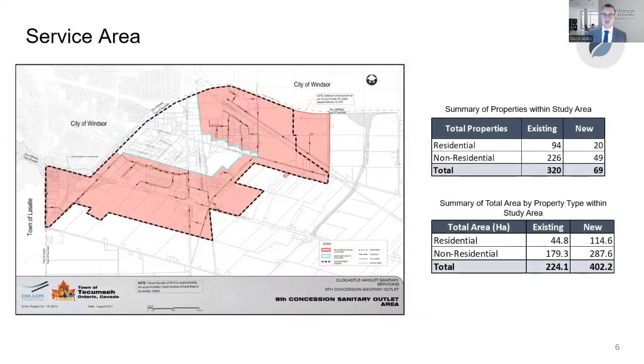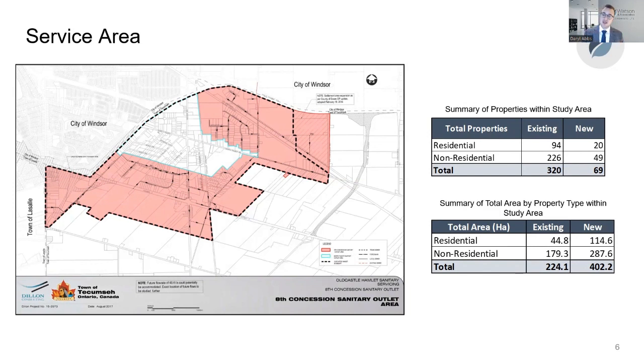If we zoom in on the service area, we zoom in on the hamlet. What we've outlined in the pink is the servicing area, so this area will be serviced with the new infrastructure. If we're looking at the total number of properties, there's about 94 existing residential properties, 226 existing non-residential properties, for a total of about 320 existing properties. There's about 20 new residential properties, 49 new non-residential properties, for a total of 69 new properties.